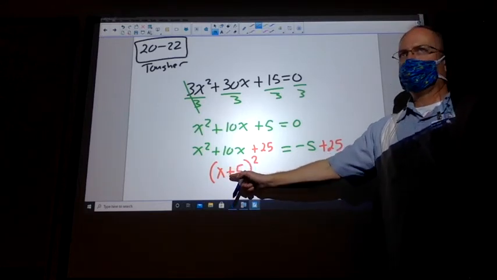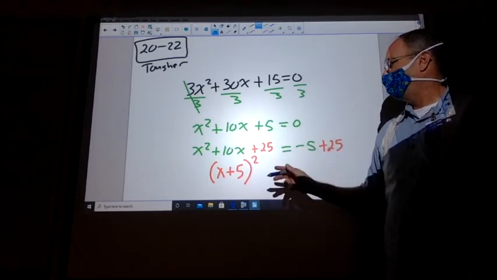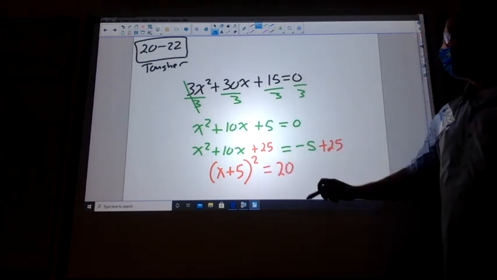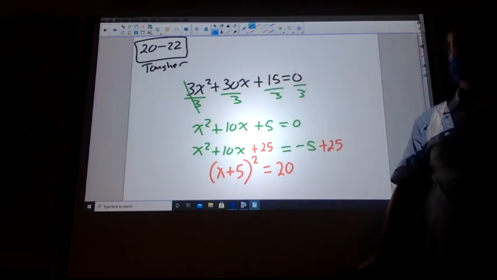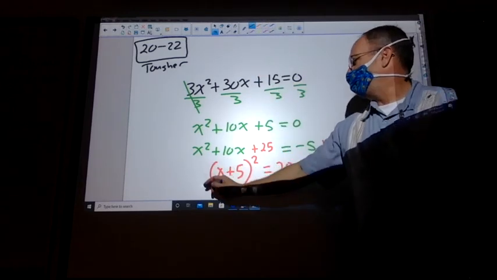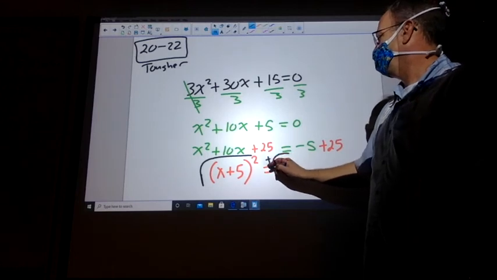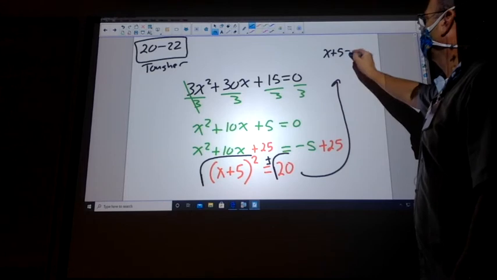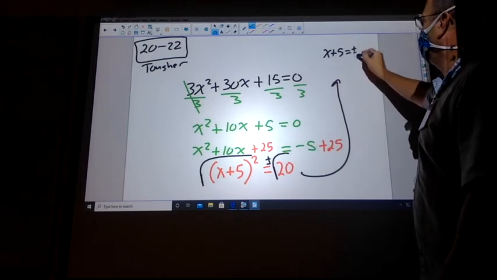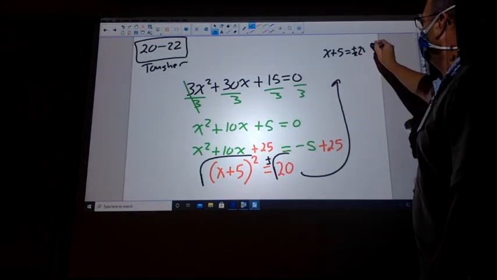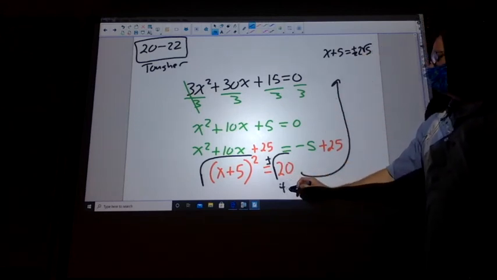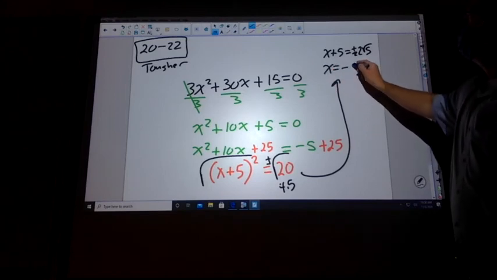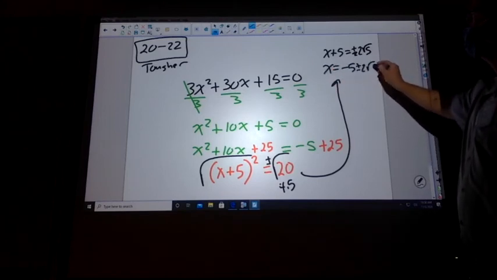Okay, so if I FOIL x plus 5 times x plus 5, I get this. Negative 5 plus 25 is 20. What do I do? Yep, root. Don't forget the plus or minus. 2 root 5. Good. Plus or minus 2 root 5. We have to realize that 20 breaks down to 4 times 5, so that's 2 root 5. Subtract the 5. Done.